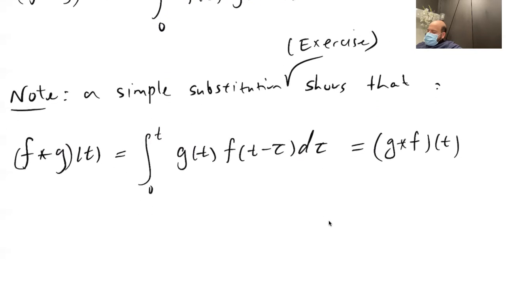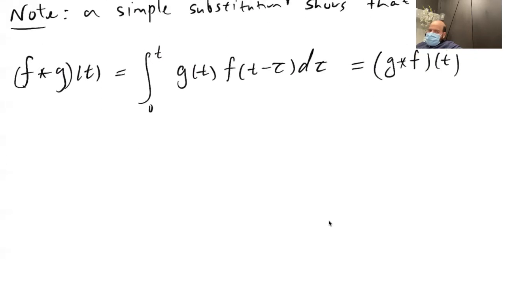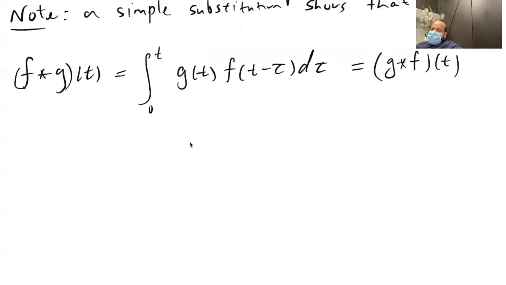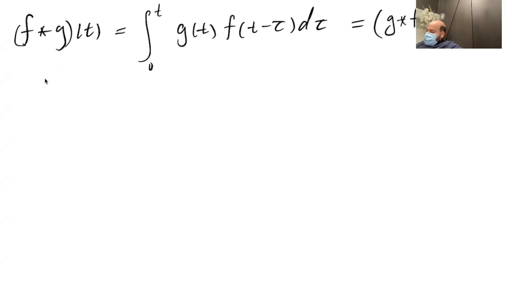Now, other properties of convolution. One property is that, similar to the standard product, we have a commutative property, meaning that f star g is the same as g star f. Now, what about the other properties of convolution?